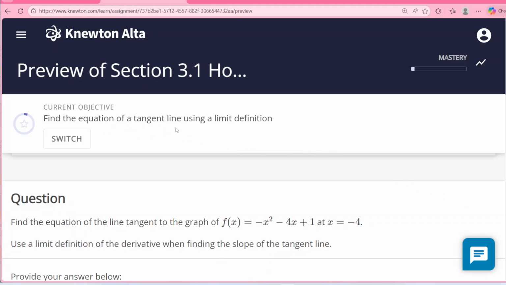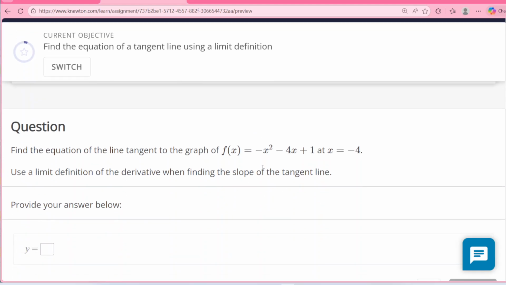All right, so here's one where, again, we're asked to find the equation of a tangent line using the limit definition. All right, so here's another one. Okay, this is quadratic, not a line. So I do have to do a little work here. All right, the slope of the tangent line to some non-linear curve changes depending on where you're at.